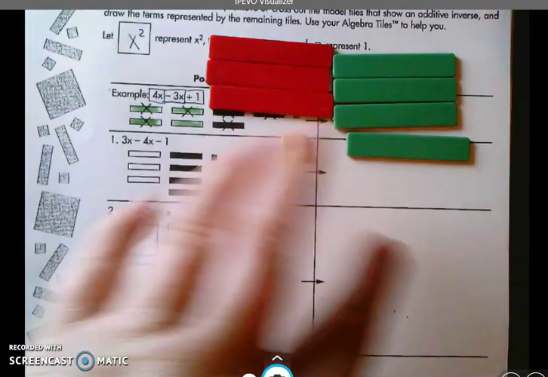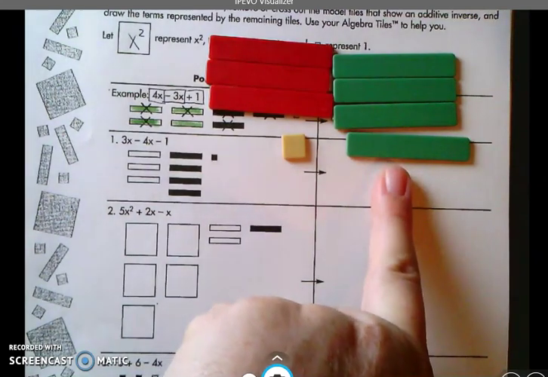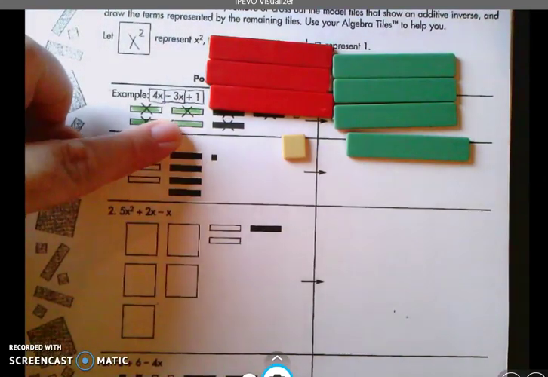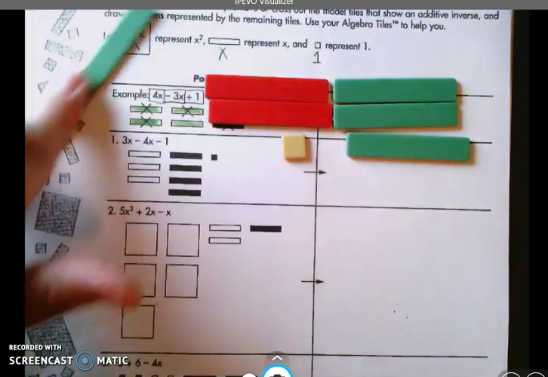So now I've built this expression. So now we can get rid of 0 pairs. Remember, a positive and negative make a 0 pair. So if this is positive, green, and red is negative, I can get rid of 0 pairs. So this is a 0 pair.